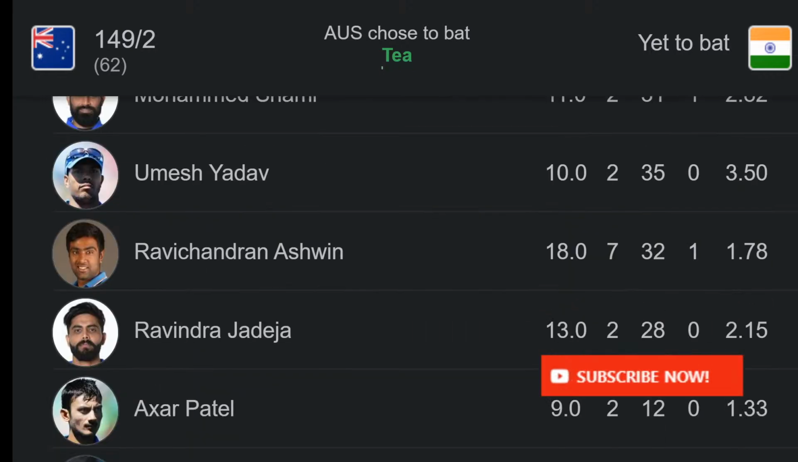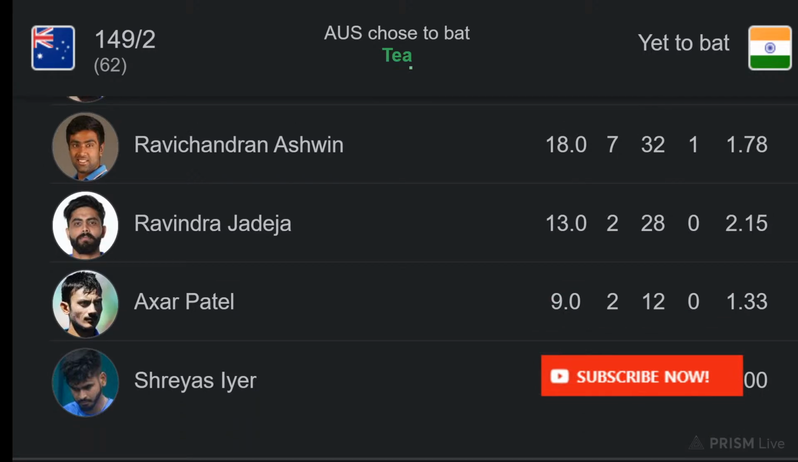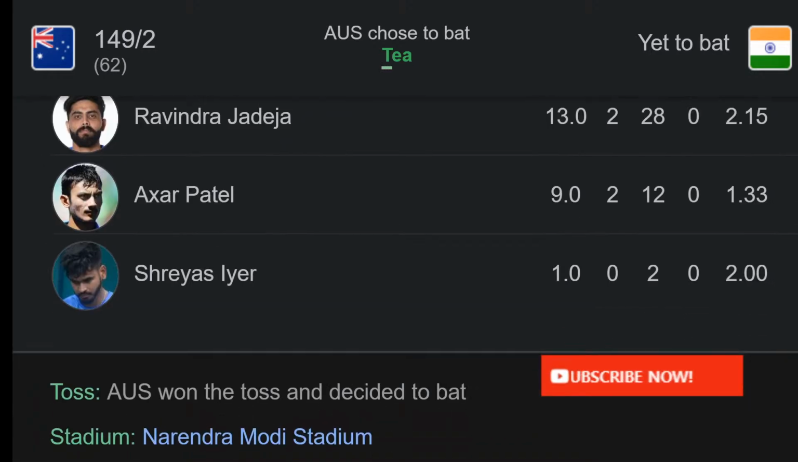Ravichandran Ashwin 18 overs, 7 maidens, 32 runs, 1 wicket, economy 1.78. And Ravindra Jadeja 13 overs, 2 maidens, 28 runs, no wicket, economy 2.15. And Axar Patel 9 overs, 2 maidens, 12 runs, and no wicket, economy 1.33. S. Iyer 1 over, no maiden, 2 runs, no wicket, economy 2.